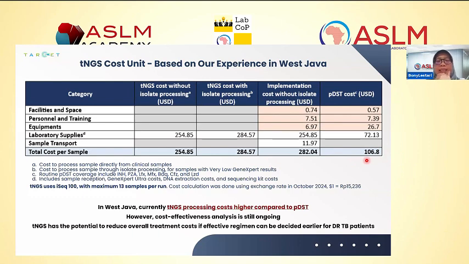However, the cost-effectiveness analysis is still ongoing. We also tried to measure how we can save money by not providing unnecessary drugs. Like in the previous example, this patient, without tNGS, would have taken 2 months of moxifloxacin, which is not necessary. We are trying to calculate from different angles, but the study is still ongoing. As a conclusion, tNGS has the potential to reduce overall treatment costs if an effective regimen can be decided earlier for drug-resistant TB patients.